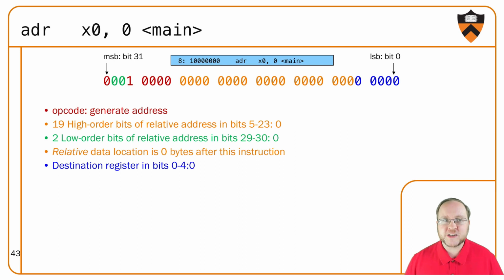But okay, let's parse it out. The opcode is normal. The destination register is 0, which corresponds to x0, so that's good. But when we put together the two parts of the relative address, we get 0. But if it's 0 bytes away from this instruction, doesn't that make it this instruction? But this instruction certainly isn't the prompt string.